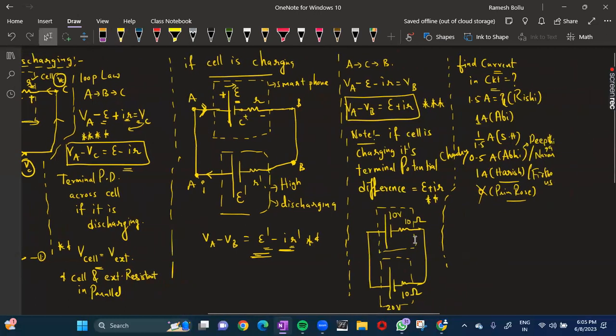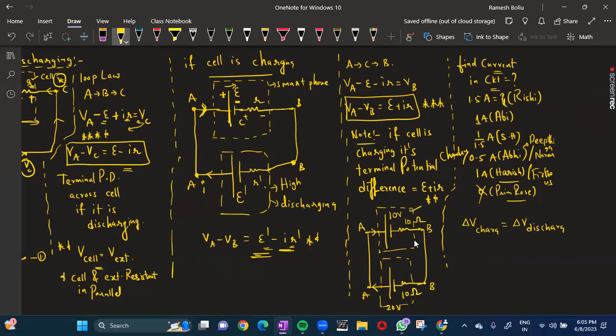Okay, it is my turn. Which cell is discharging? The down cell is discharging. The up cell is charging. This is the A junction, which means this is also the A junction. This is the B junction, which means this is also the B junction. So I can write one statement: the potential difference across the cell which is charging must be equal to the potential difference across the cell which is discharging.